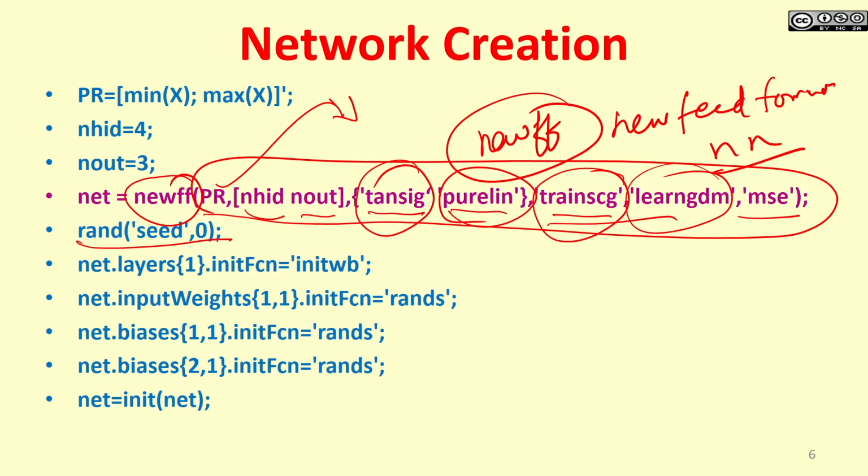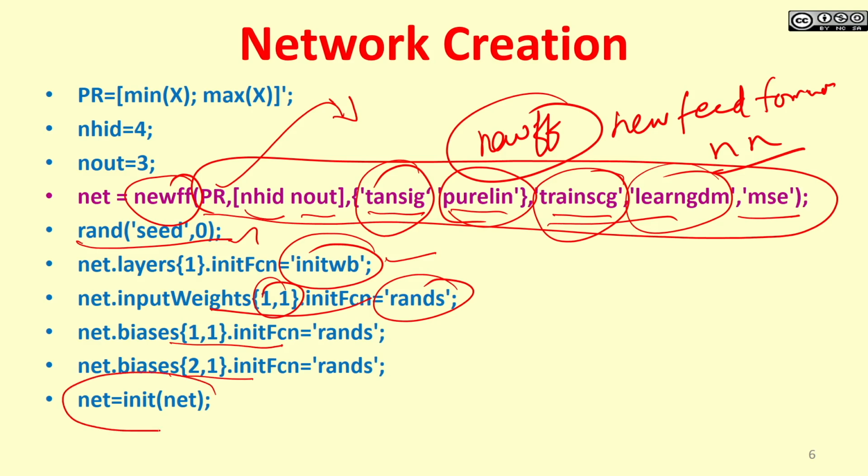All the values are randomly created. So, we have initialized the random generator, and we have to initialize the weights, that is the layer initialization. See, these are randomly initialized weight values, 1,1 corresponds to input layer to hidden layer, right. So, for each layer you have to do it, and this is the bias initialization, and this is the bias initialization in the hidden layer. So, finally you have to init the net.